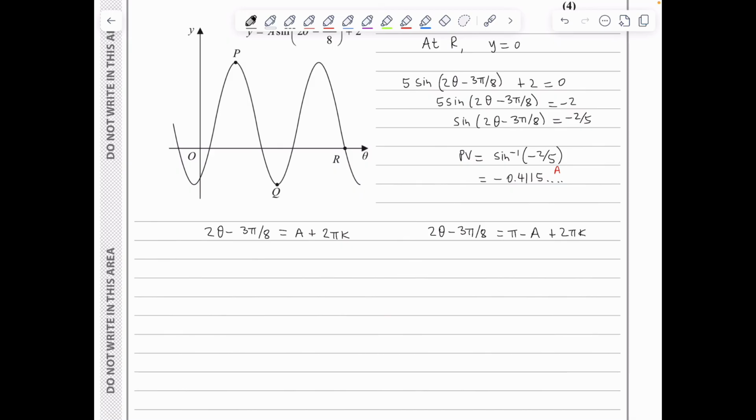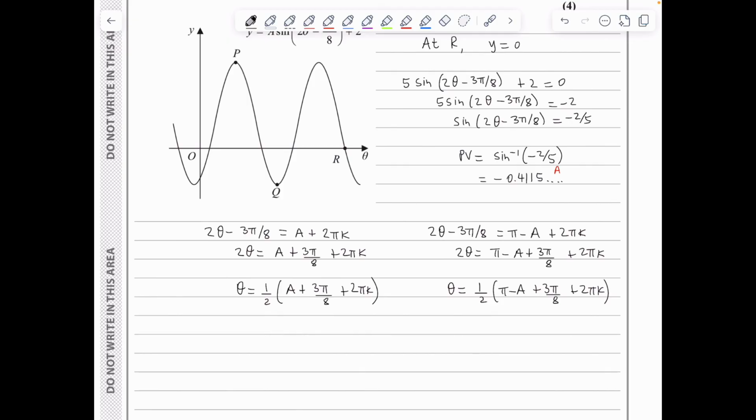So I will be solving for theta. We've got 2 theta is equal to A plus 3 pi over 8 plus 2 pi k, and then I will divide by 2. So theta is a half times A plus 3 pi over 8 plus 2 pi k, whereas for the second equation we get 2 theta is pi minus A plus 3 pi over 8 plus 2 pi k, and once again I will divide by 2 to get theta is a half, and I've got pi minus A plus 3 pi over 8 plus 2 pi k, and I will proceed on my calculator to generate all solutions.